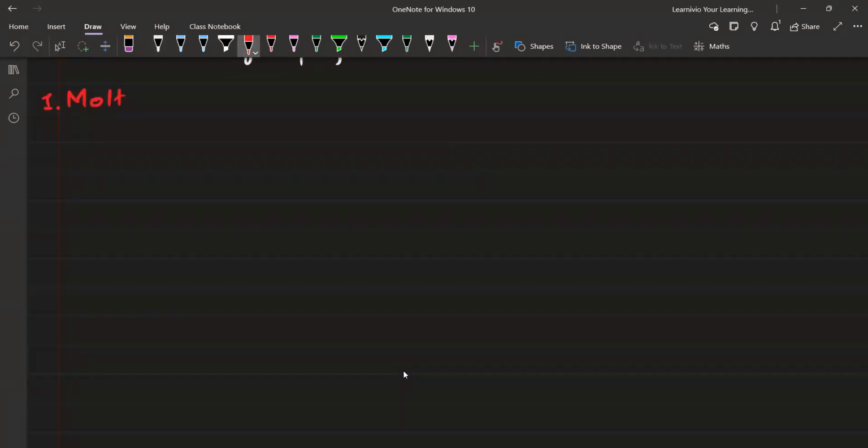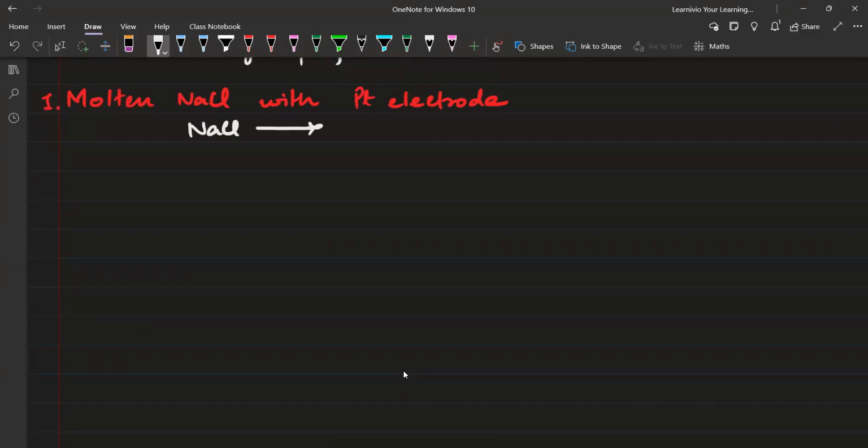Molten NaCl with platinum electrode. And we have already seen platinum electrode is an inert electrode. It is not going to take part in the chemical reaction. So when you have NaCl, as soon as you melt it, you will get Na positive plus Cl negative. And there is no other chemical species in the solution. So what are the species that we are having? We have Na positive and we have Cl negative.